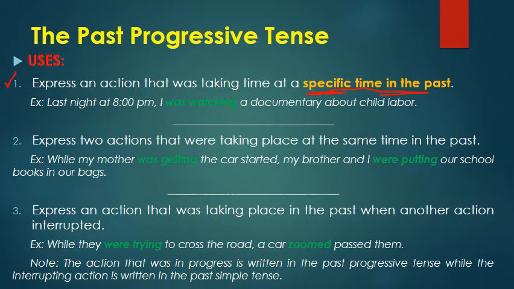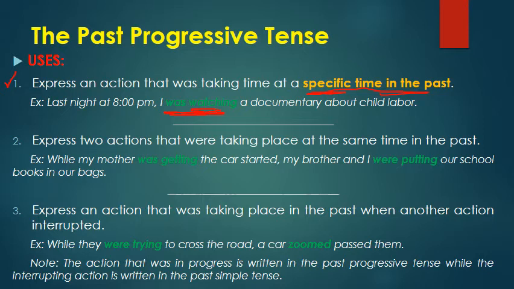What were you doing yesterday at 8 p.m. or last night at 8 p.m.? Last night at 8 p.m., specific time, what were you doing? I was watching a documentary about child labor. Okay, was, I was, and verb ing.